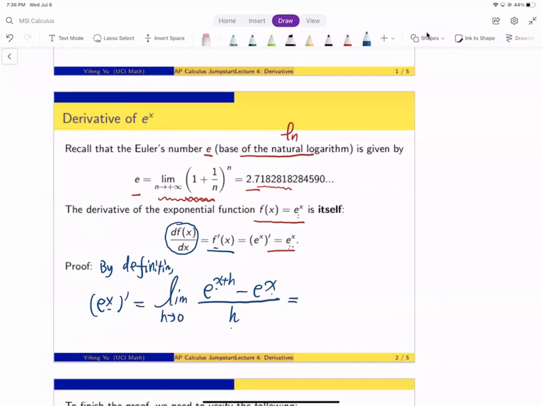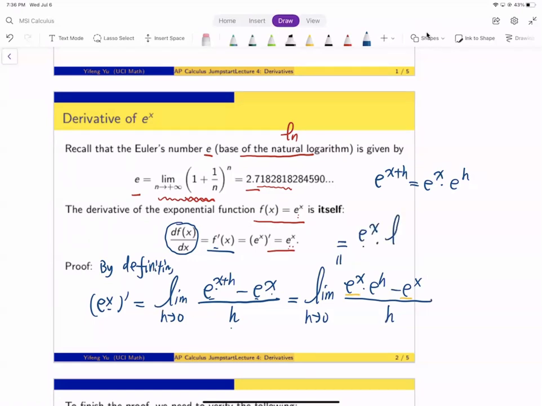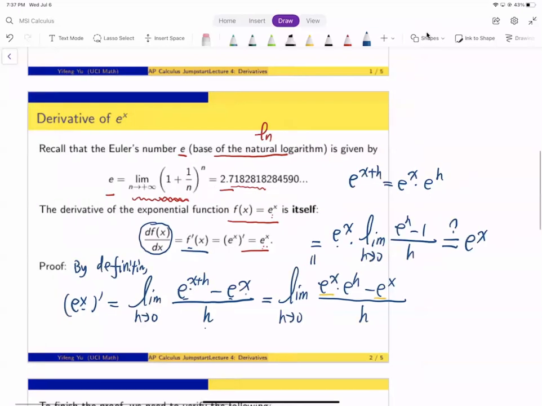Here let's do some algebra, because there's e to the x plus h, and e to the x. The power x plus h means e to the x plus h is just e to the x times e to the h. So this is the limit as h goes to 0 of (e to the x times e to the h minus e to the x) over h. We have a common factor e to the x, so we can pull it out front. What is left is the limit as h goes to 0 of (e to the h minus 1) over h.